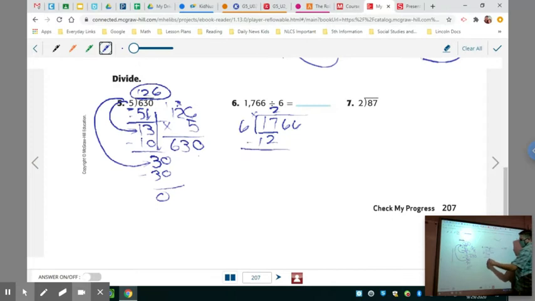Now you subtract it. 7 minus 2? 5. Now what? Carry down the 6. 6 goes into 56. Anybody know how many times 6 goes into 56 without going over? 9. 9 times, what's 9 times 6? 54. Subtract those, and now bring down the 6.